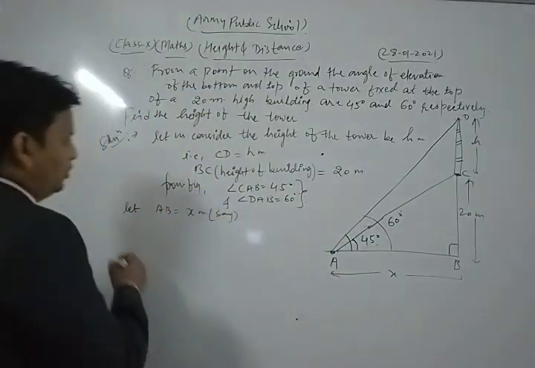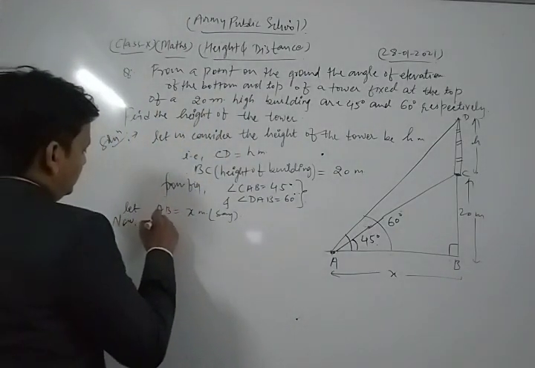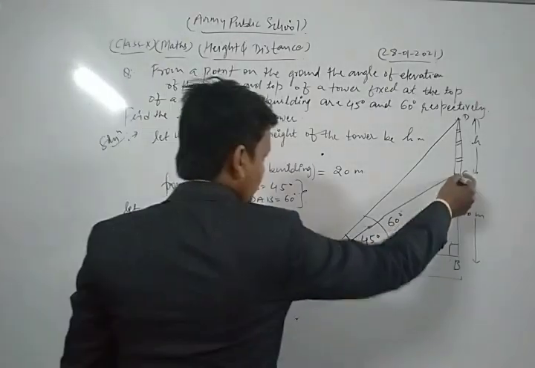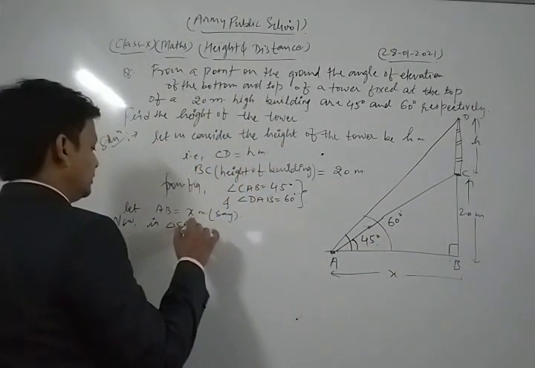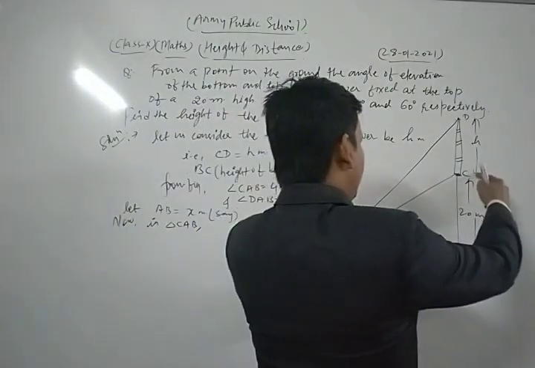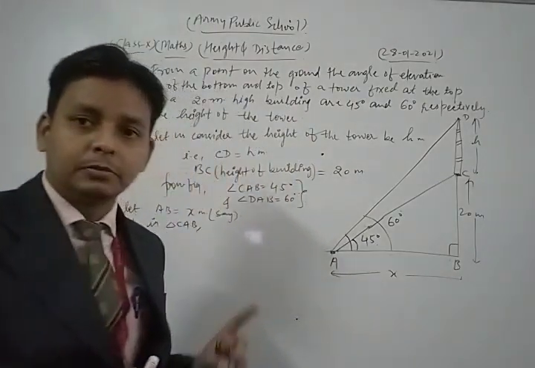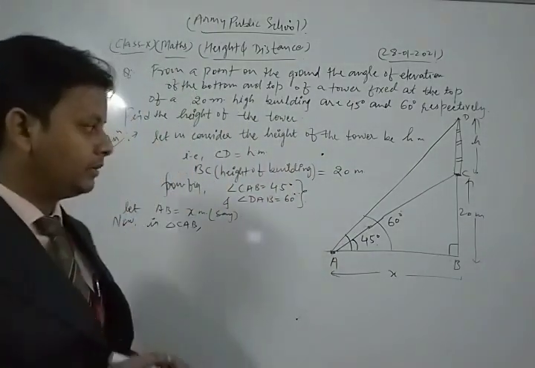Now in triangle CAB, this is the base and this is the height. And height and base are mentioned in which trigonometric ratio? Tangent. So we apply tan.